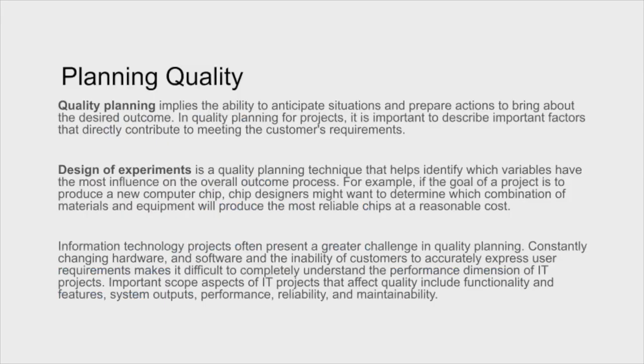So let's look at these in a little bit more detail. The first stage, as we looked at, was planning quality. So when we think about quality planning, it really implies the ability to anticipate situations and prepare actions to bring about the desired outcome, right? In quality planning for projects, it's important to describe important factors that directly contribute to meeting the customer's requirements.